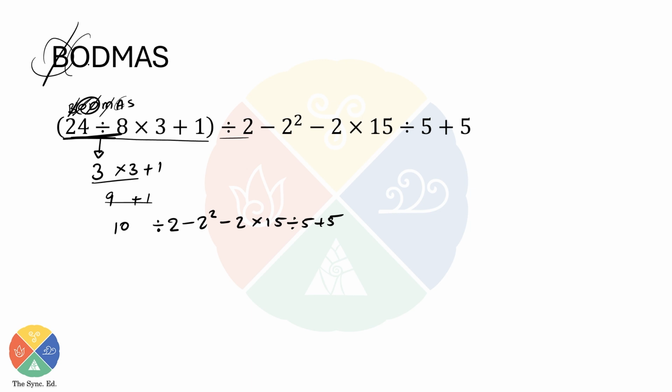Now brackets are done. Now of course order is there. We can see an order. Here one order is there. So let's do the order. 2 square will directly give you 4. 2 square means 4. All the orders are done.